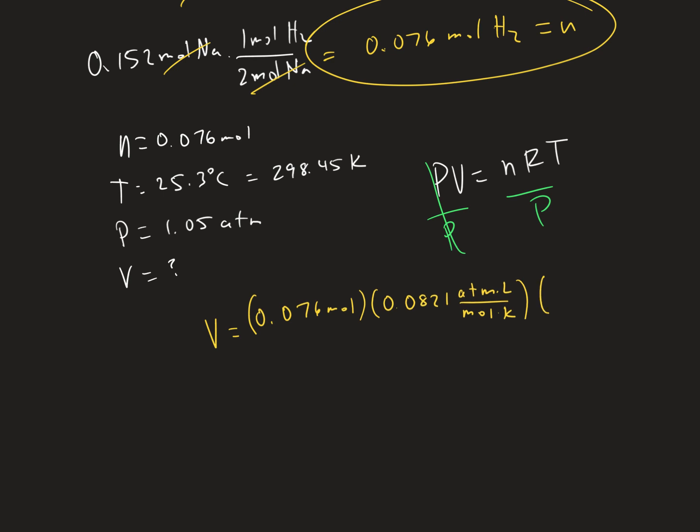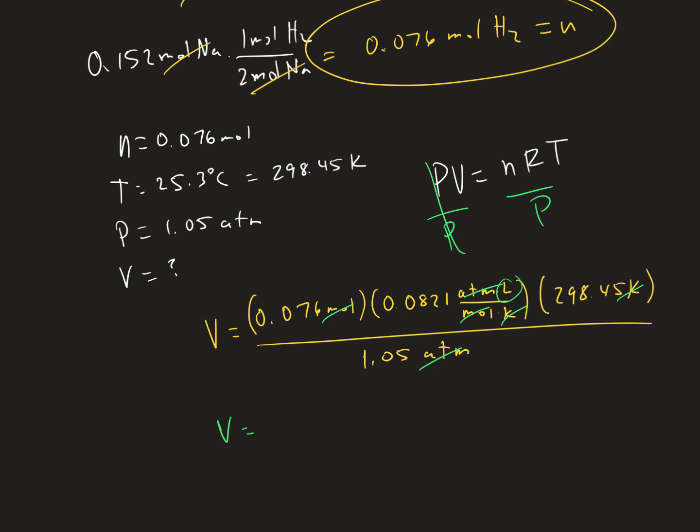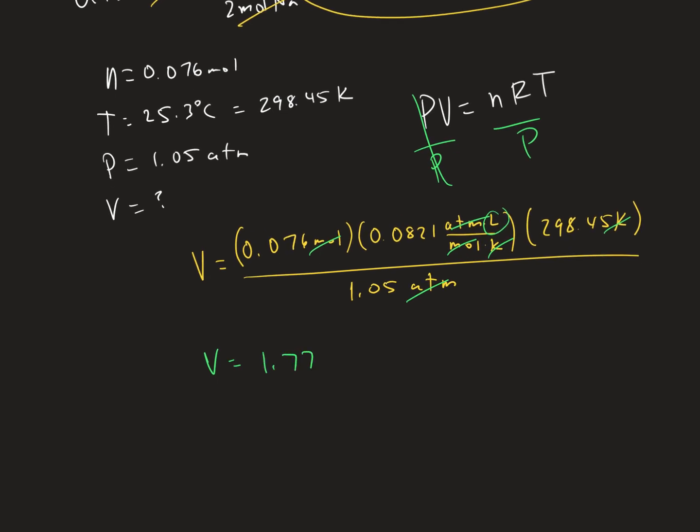Multiply the temperature, which is 298.45 Kelvin, divided by the pressure, which is 1.05 atm. Moles cancel with moles, Kelvin with Kelvin, atm with atm, and we're left with liters. And that's what we're looking for. So now we just have to multiply and divide, and we get 1.77 liters of hydrogen gas.